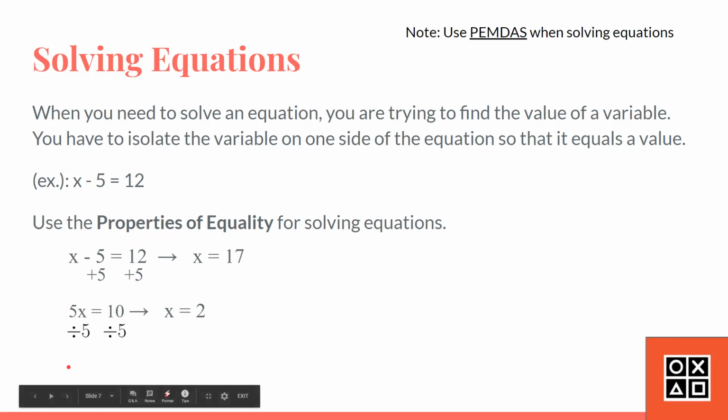Let's see a different example. 5x equals 10. If we divide by 5 on both sides, the equality will still hold because you did the same thing to both sides. 5x divided by 5 is x. 10 divided by 5 is 2. So x equals 2.